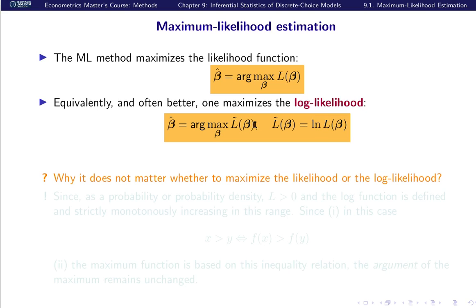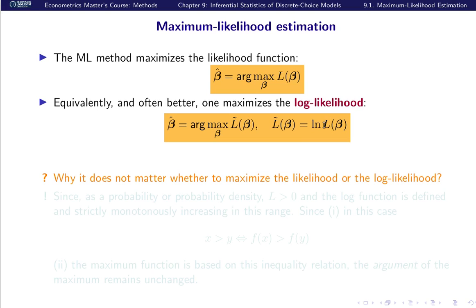Of course, one might wonder, why is this equivalent? Is it equivalent? For this, you have to observe two things. First, as a probability or probability density, the likelihood is positive. At least it's not negative, but usually it's strictly positive. And the logarithm is strictly monotonously increasing in the area of 0 to infinity with 0 excluded.